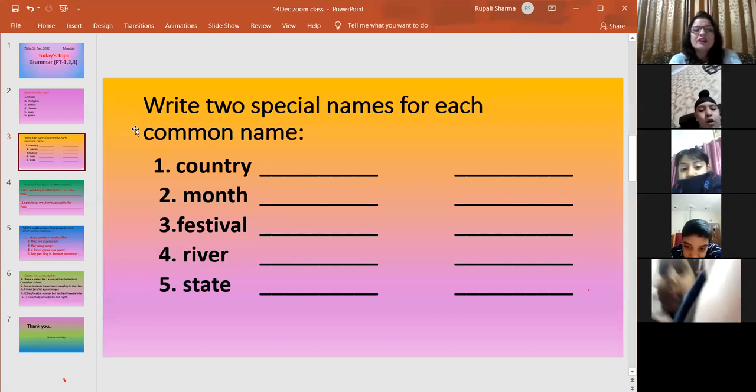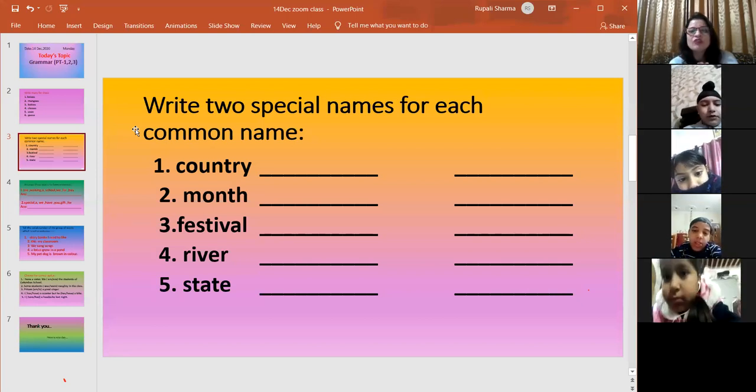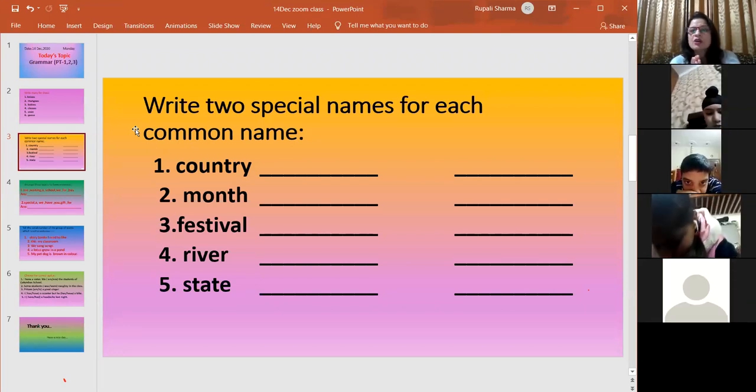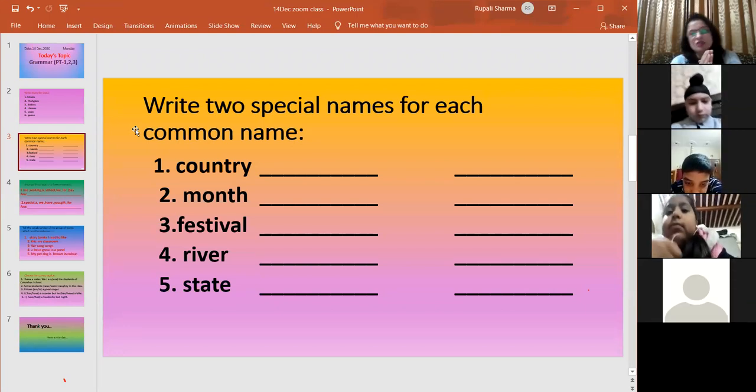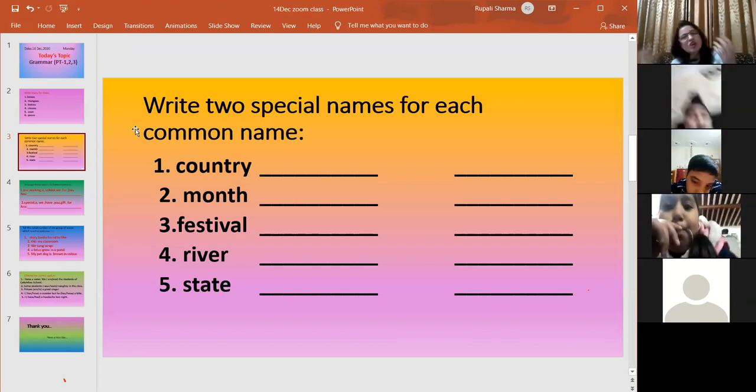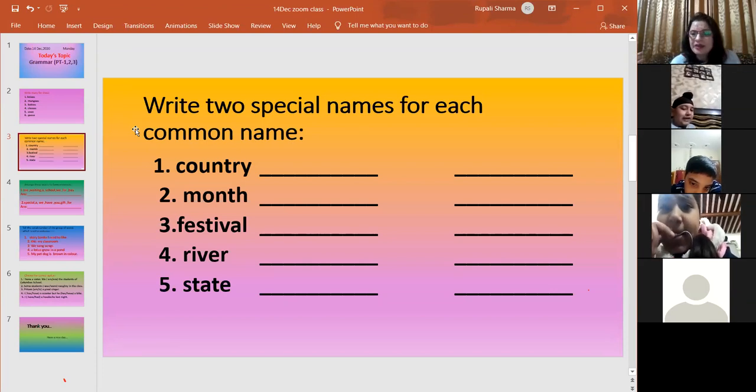So, students, now here I have taken five common names, and you have to write two examples of special name for these common names. So, please write country. Country is a common name. Har country ko hum country hi bolte hain, chahe wo India hai, America hai, China hai, Japan.